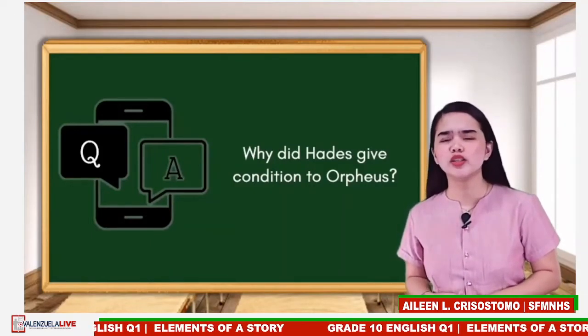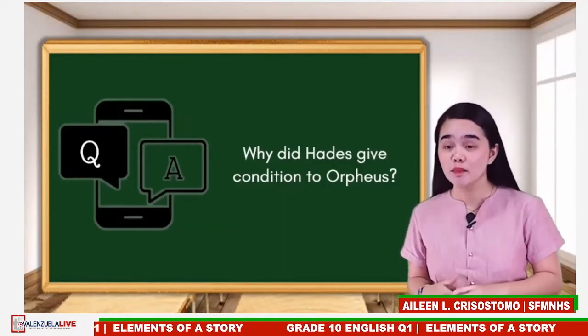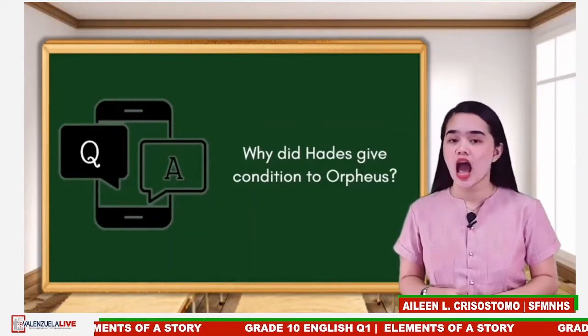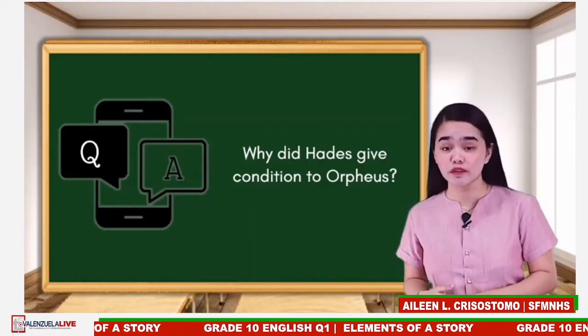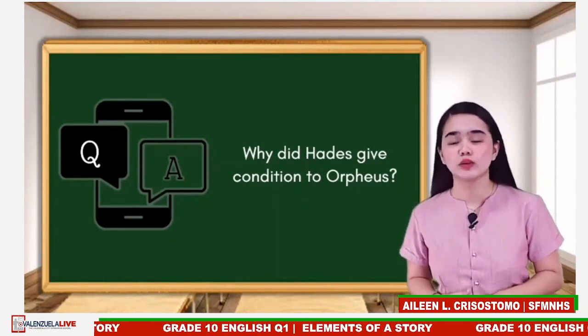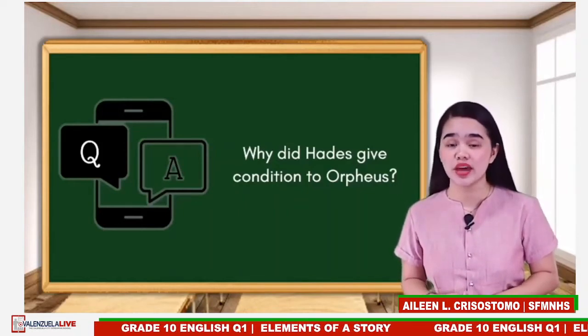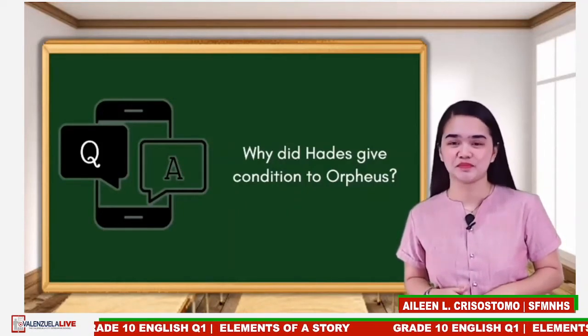He may have wanted to know whether this young man trusted him or not. Another is he wanted to test Orpheus. He wanted to find out how determined he is to be with Eurydice again.